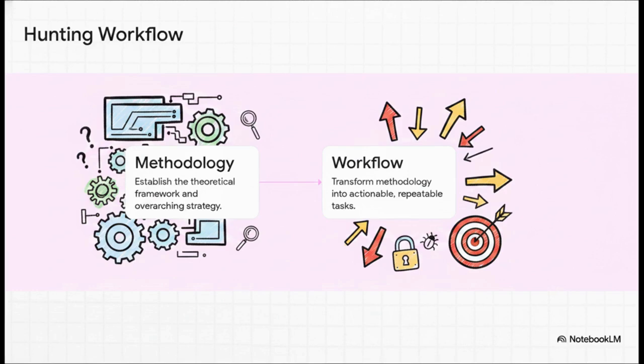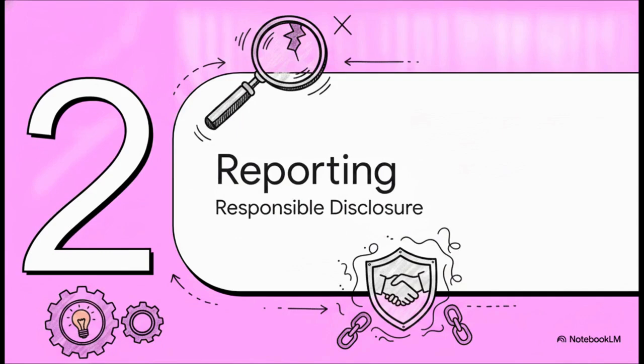The core insight here from the source material is pretty huge. You just cannot execute a successful, scalable workflow if you don't have a rock-solid methodology underneath it. A lot of beginners, they just jump straight into the workflow. They fire up a terminal, run a bunch of random automated scanners they found online, and they just end up with noise instead of actual results. Nailing down the theory and the strategy first is absolutely crucial because it focuses the hunt and honestly keeps you from burning out. But what happens once you actually find a bug?